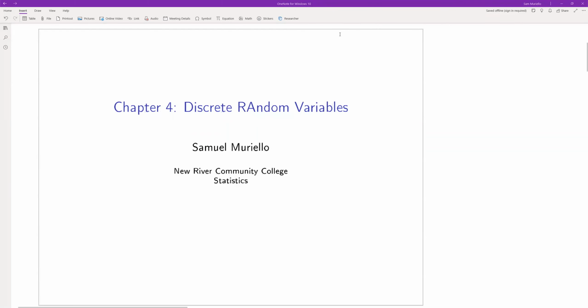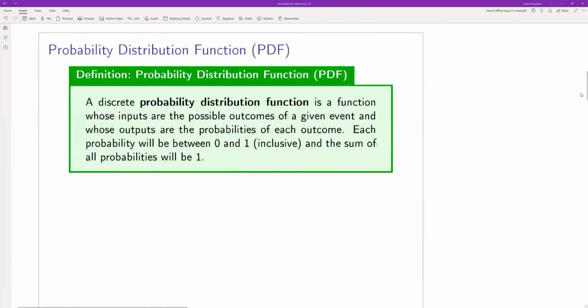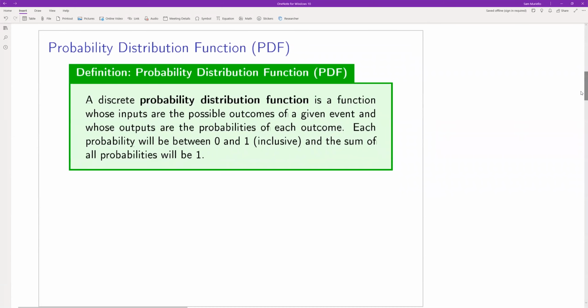Okay, welcome back. Today, we'll be talking about chapter 4, which is on discrete random variables. In particular, we'll be talking about probability distribution functions and binomial distributions. We'll start by saying what a probability distribution function is. Specifically, we're looking here at a discrete probability distribution function.